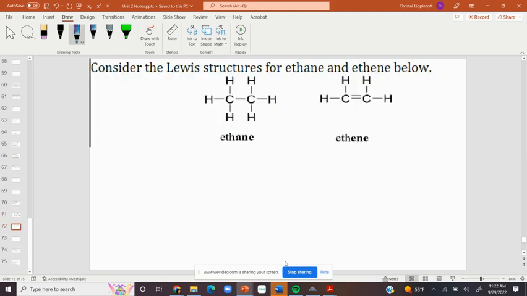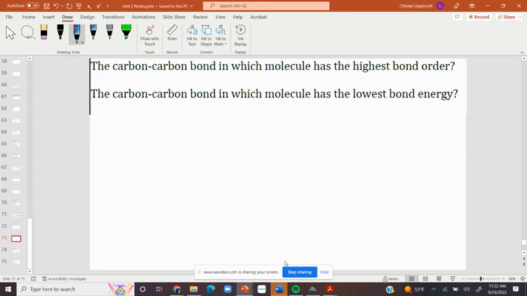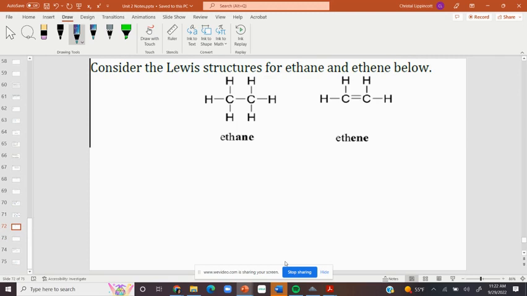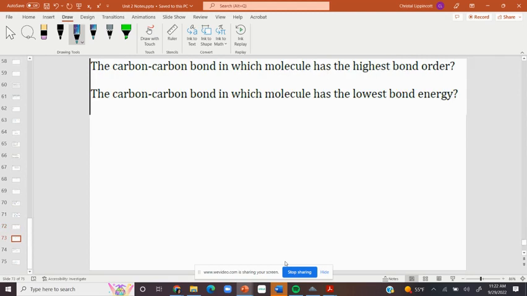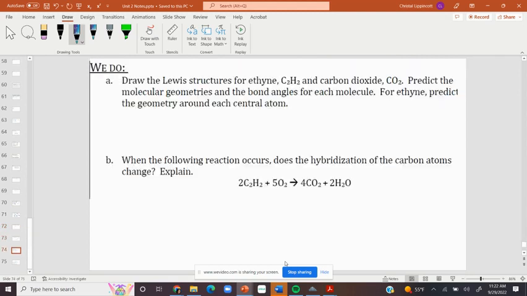All right. Consider these structures. The carbon-carbon bond has the highest bond order. Which one of these has the highest bond order? Ethene. Yep. And then they wanted to know which one has the lowest bond order. The other one.